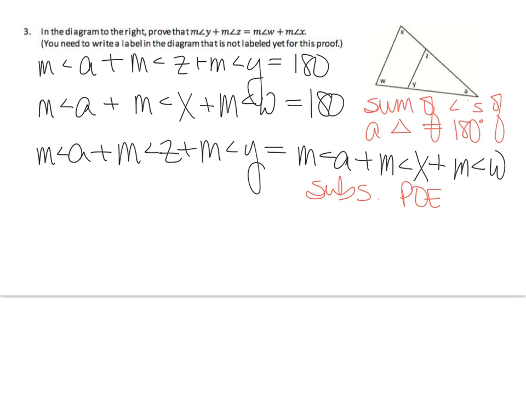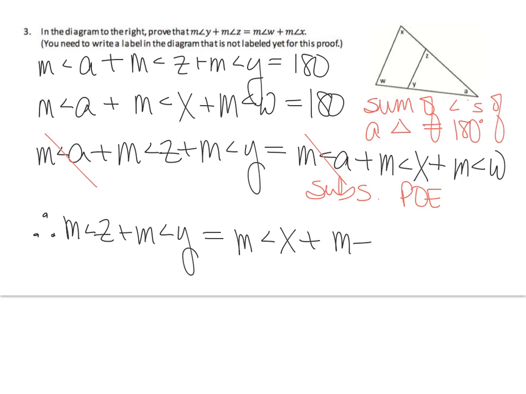Now, I'm going to just do a little bit of canceling and say, therefore, measure of angle Z plus measure of angle Y equals measure of angle X plus measure of angle W. And my reasoning is the subtraction property of equality. And we got it. I'm not sure we need to write a label in the diagram that's not yet labeled for this proof. I don't know what label I would put in there.